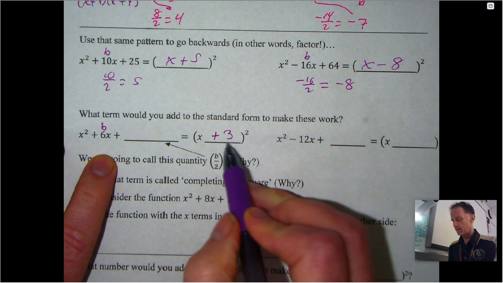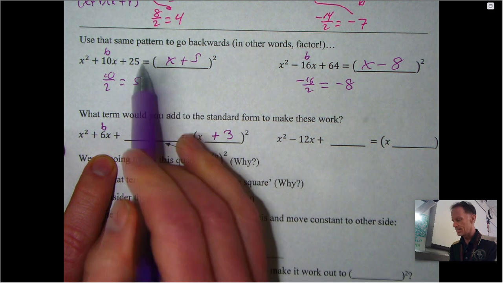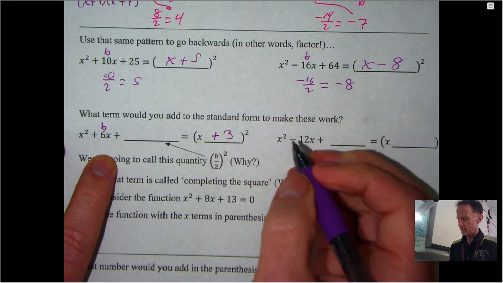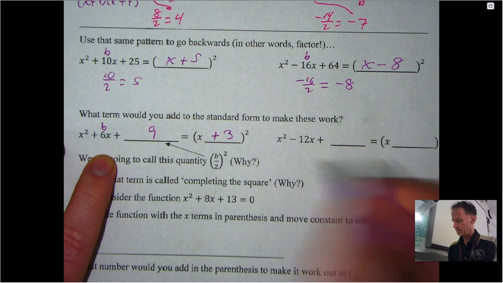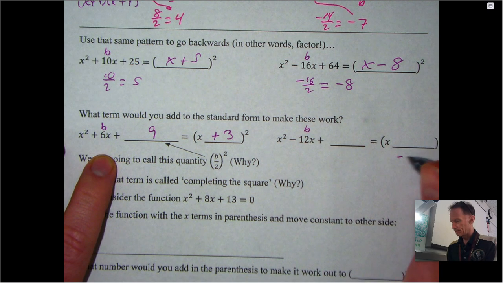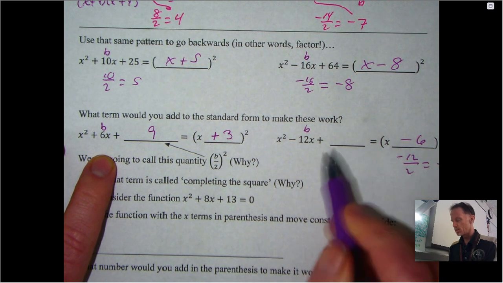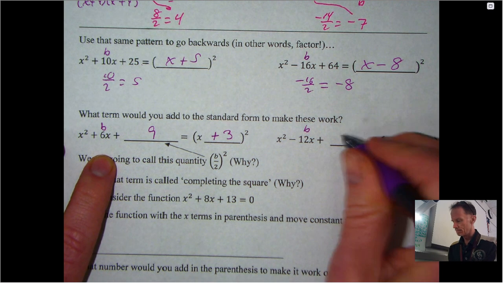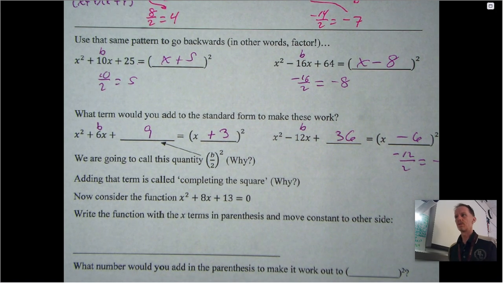Now, using that same pattern, if plus 3 is inside the parentheses, what gets put in here? Well, all of these numbers are just that b over 2 value squared. So this is going to be 9. Same thing here. If that's my b, my negative 12 over 2 is negative 6, so that's going to go right here. If you square it, remember this is always going to be positive, because anything times itself will be a positive number. So that would be 36. That's really what we're going to be doing when we complete the square.